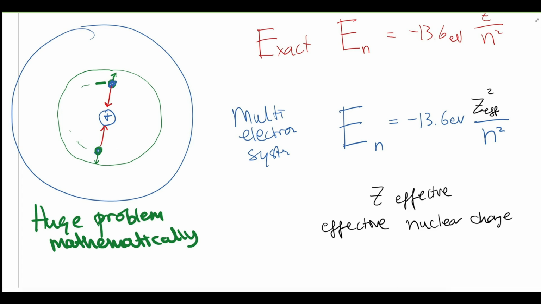So we're just going to be kind of lazy, and instead of calling it Z, there's actually, if this is 1 and this is a little bit of negative 0.1 or 0.2, then we're just going to call the Z effective 0.9 or something like that. And the concept is that the electrons are shielding one another.